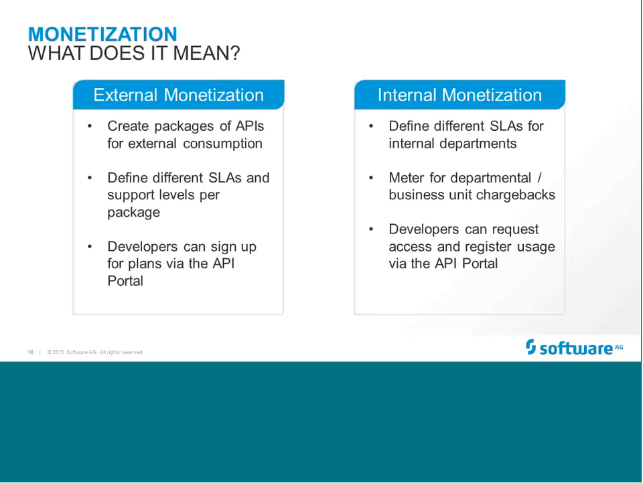Developers can request access and register usage via the API portal. So the API portal, even though we've talked about it as being an external-facing front end to what's available, I always think of it almost like a catalog, or just your external-facing website that says, hey, these are the services I provide, this is how they work, this is how you use them. But you can do that both externally and internally, and you can limit who can see the portal. And again, Kevin's going to walk through that in just a moment.